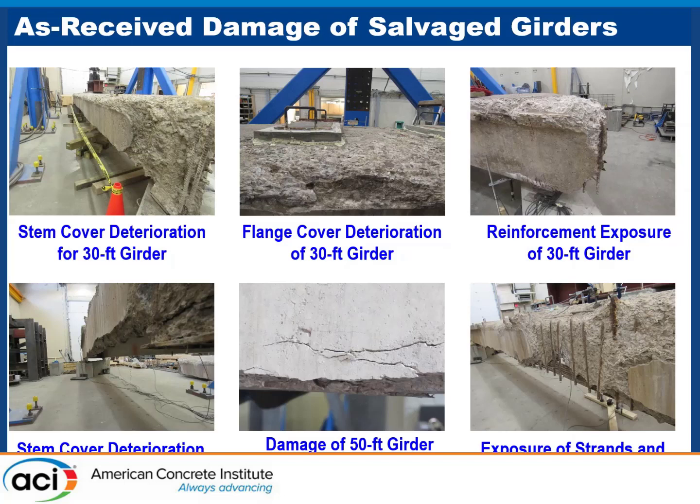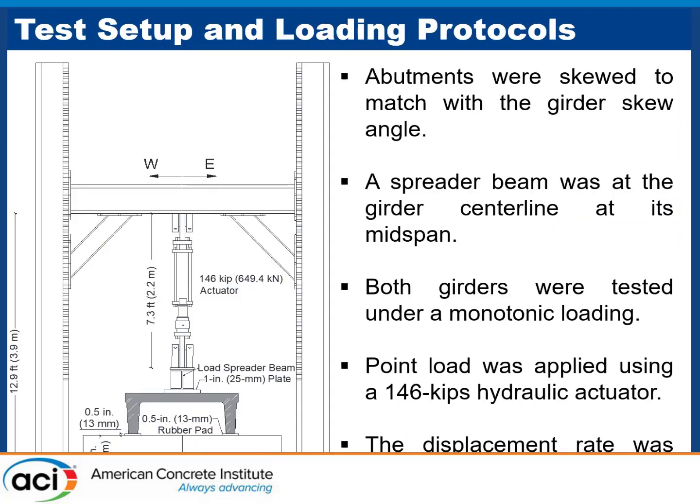And we also had one 30 feet, and we also had a 50 feet long girder. The reason that we picked two different lengths is we want to see if the shear plays into the game of the capacity and how much damage we relate to the capacity. So severely damaged, 45 years old, we tested them to failure in our lab.